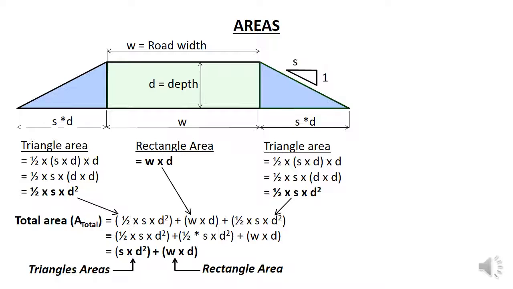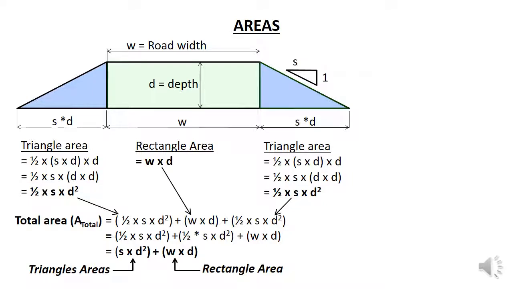In the second line, we rearrange the letters, the areas, and find that since the two triangles have the same area formula, then we can just add them together, which is not surprising because the two triangles are just two halves of one rectangle. Finally, we simplify the formula by combining the triangles into one item, because they're the same, just two halves of one rectangle, which has a depth of D and a width of S multiplied by D. So we can simplify the two triangles into one item, which is S multiplied by D squared. D squared is that D with a little 2, and it simply means D multiplied by D.